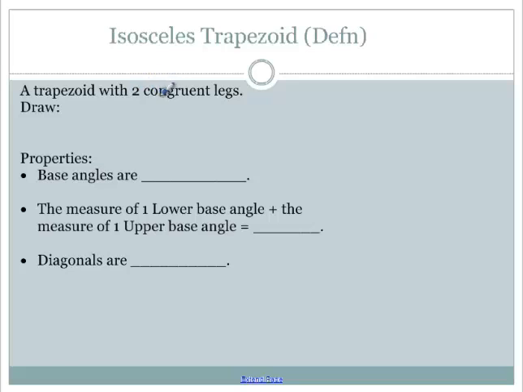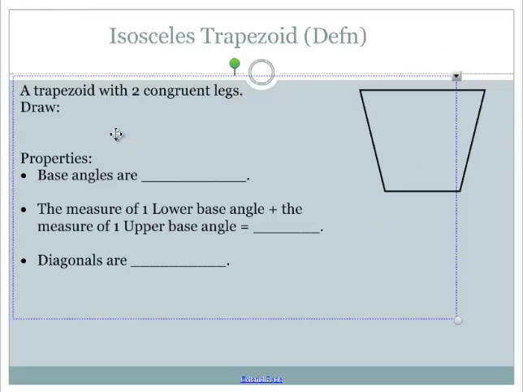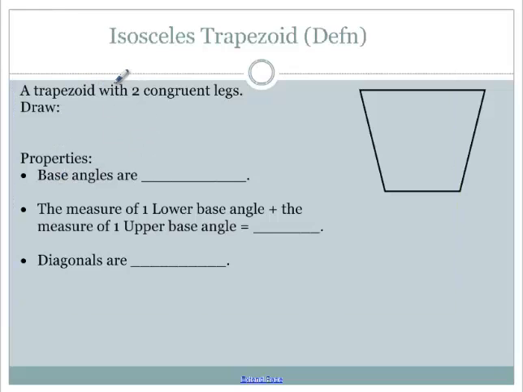Now a special type of trapezoid, bottom right side of your property sheet, is the isosceles trapezoid. So let me draw one, and let me draw it the same as your property sheet. Okay, so I can't flip this right now. Actually I can. Here we go. Alright, so this is how it looks on your property sheet. And one property, first property, two congruent legs.